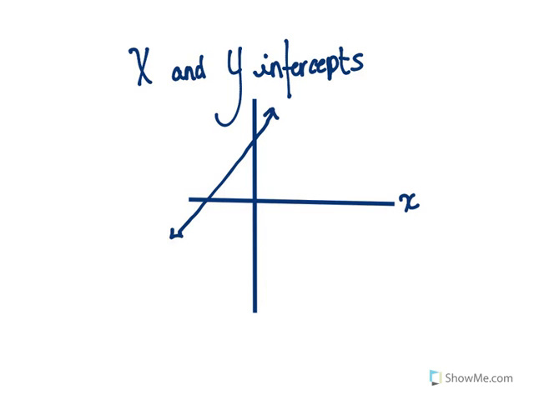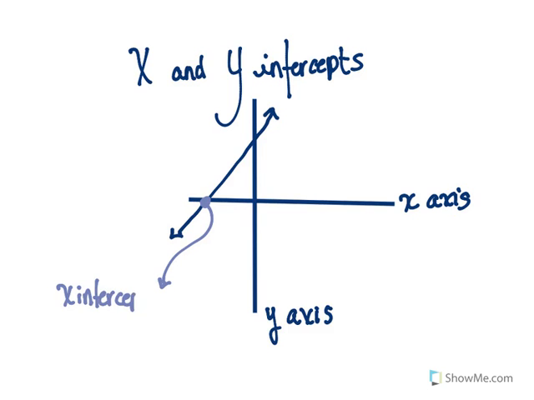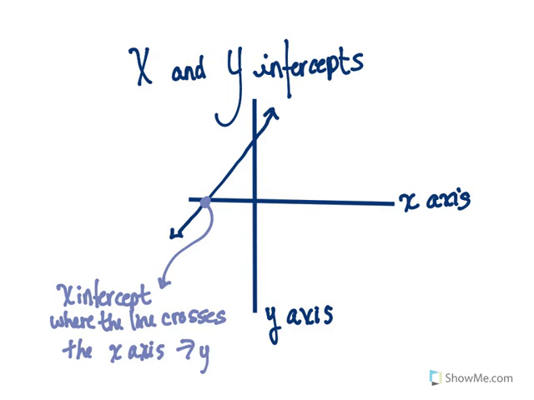We have an x-axis and we have a y-axis. So the x and y intercepts are exactly what they sound like. The x-intercept is right here. The x-intercept is where the line crosses the x-axis. And remember that y is equal to 0 at this point.